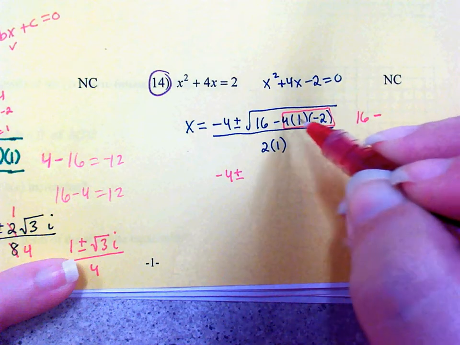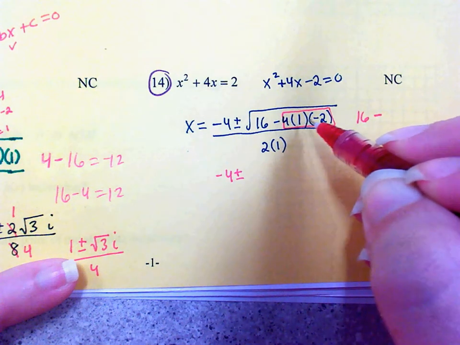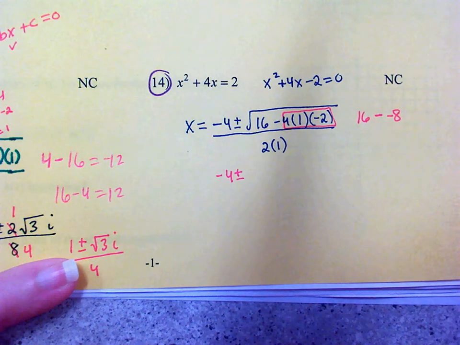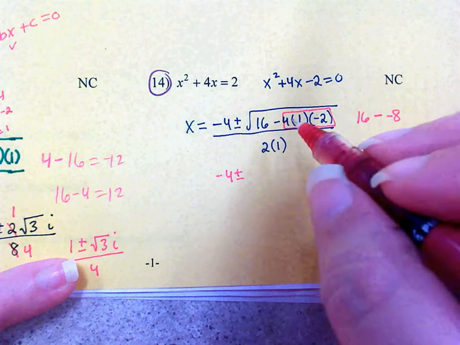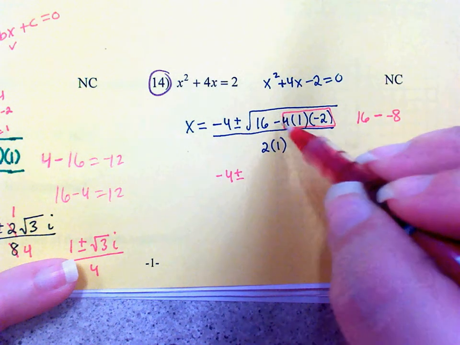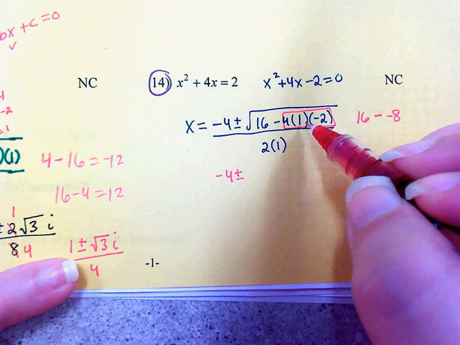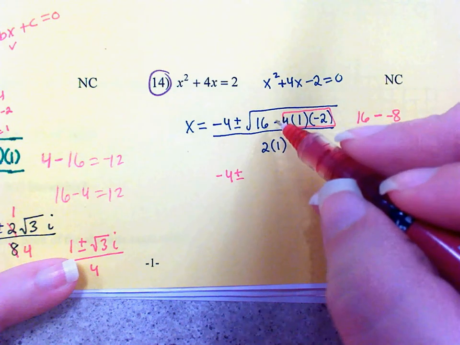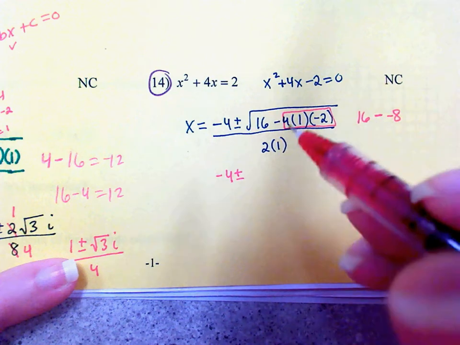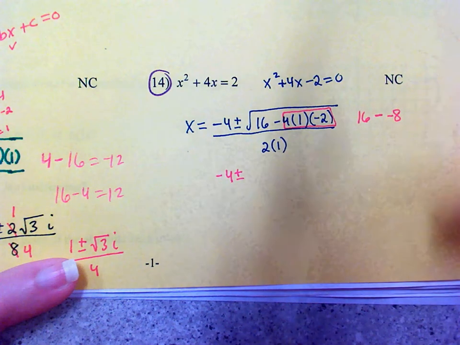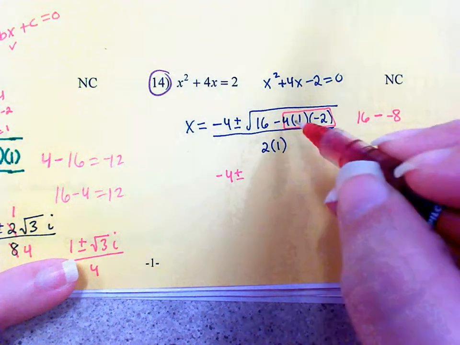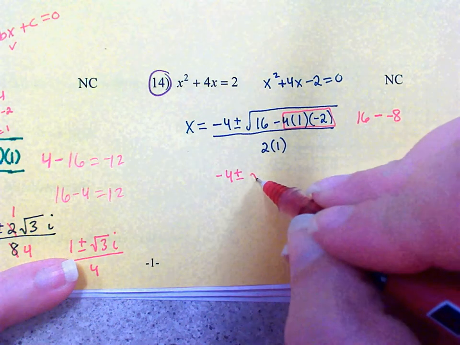4 times 1 is 4. 4 times negative 2 is negative 8. So that's 16 plus 8, right? 16 plus 8 is 24, so you could say 24. The other option is go ahead and do negative 4 times 1, which is negative 4. Negative 4 times negative 2 is a positive 8, but remember that that was minus, so the fact that you took the negative with it means you're left with addition, so you're adding 8, okay? So either way, 16 plus 8, and you get the square root of 24 over 2.